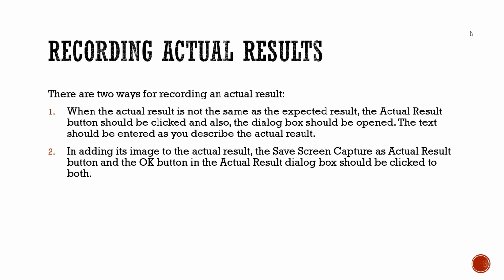When the actual result is not the same as the expected result, the actual result button should be clicked and the dialog box should be opened. The text should be entered as you describe the actual result. In adding an image to the actual result, the Save Screen Capture as Actual Result button and the OK button in the actual result dialog box should both be clicked.